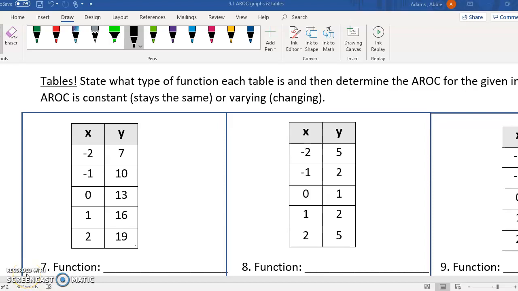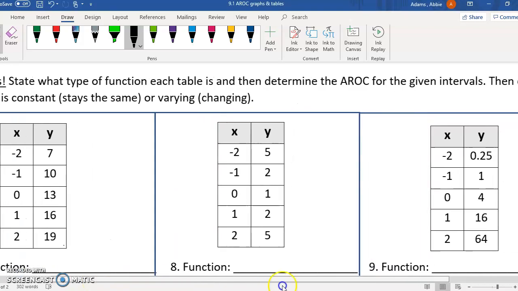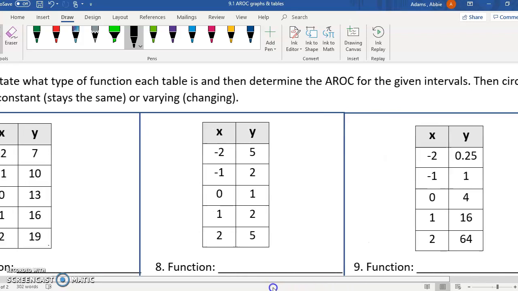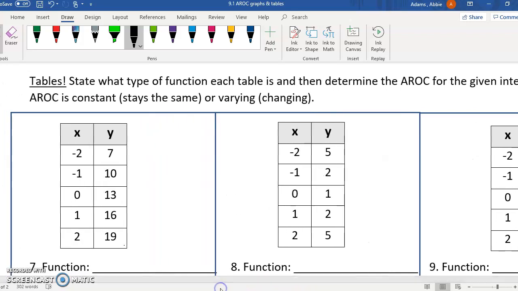So let's continue lesson 9.1. Remember, lesson 9.1, we're going over average rate of change. Our last video, we were looking at graphs. So this video, we're going to look at tables. For our tables, we're going to state what type of function each table is, and then determine the average rate of change for the given intervals. Then circle if the AROC is constant, so it stays the same, or varying, so it's changing.